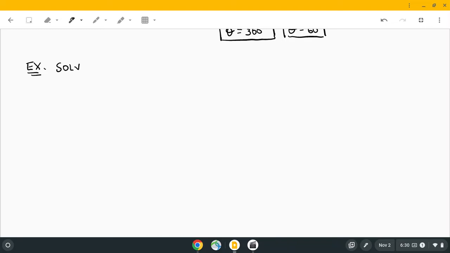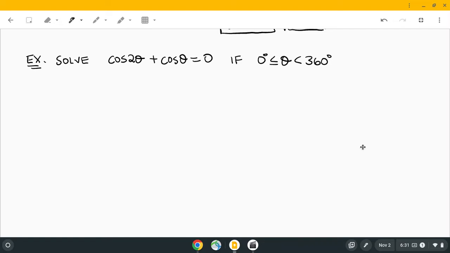All right. So let's go ahead and solve cosine 2 theta plus cosine theta equals 0. So very similar to the previous one. If theta is between 0 and 360. So again, we're in degrees, so our answers should be in degrees.